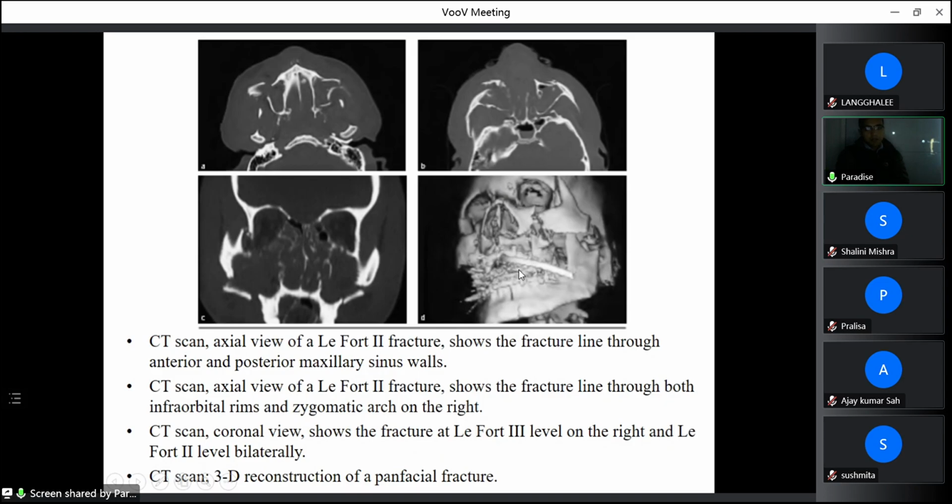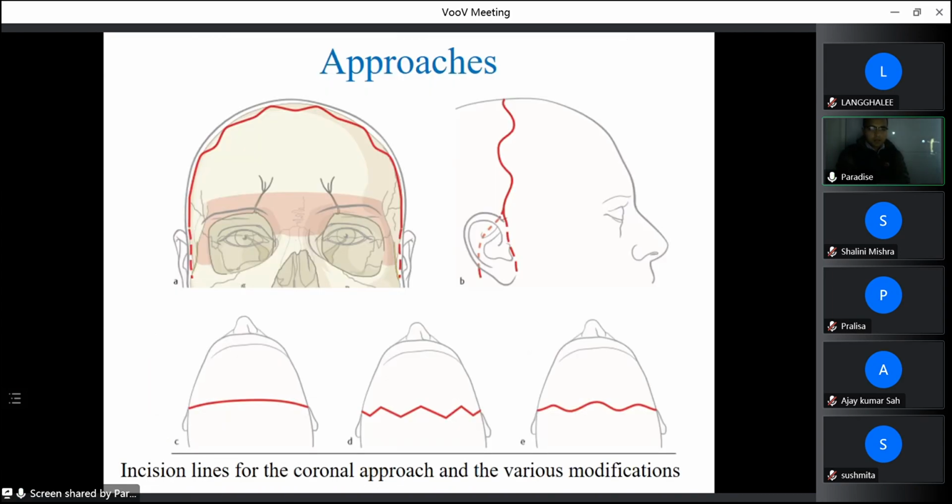In this case, we have to operate both the mandible as well as midface. And in the midface, due to presence of thin bone, we have to use 1.5 mm mini plates. Now, for approaches in case of midface fracture, how will you approach the fracture? So there is something called bicoronal approach.